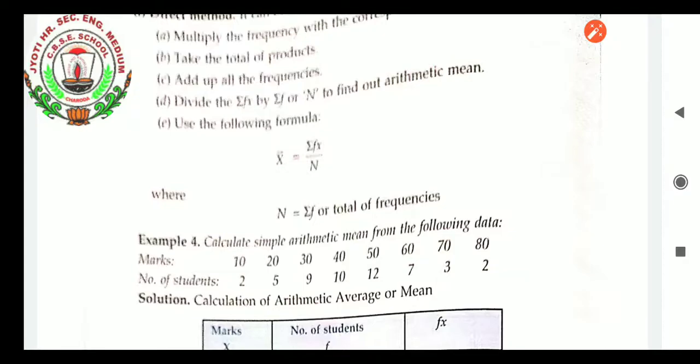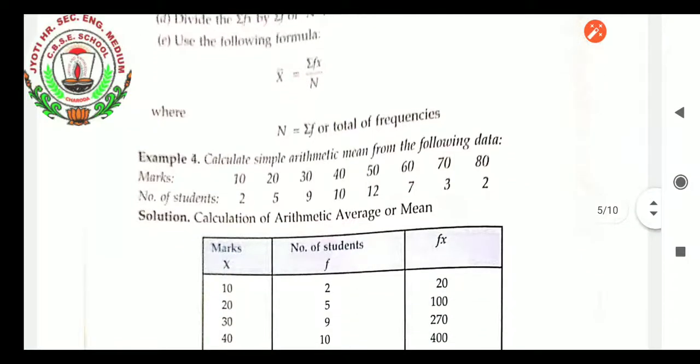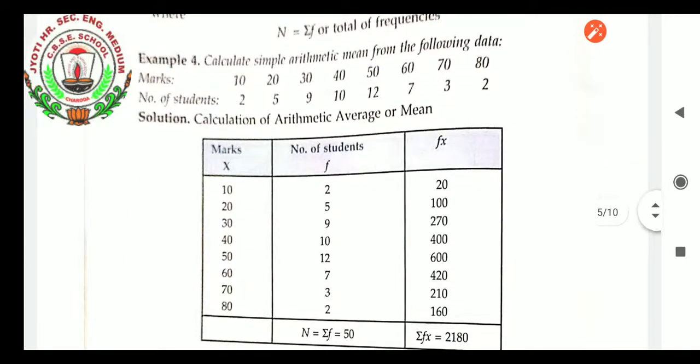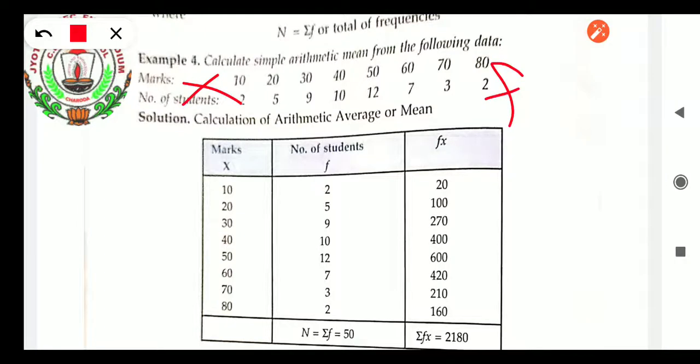Let us have the solution. Discrete series calculation: calculate the simple arithmetic mean from the following data. Marks and number of students are given. Marks is the x and number of students is the f. You have to remember that frequency always shows the numbers. We write x as all the marks 10, 20, 30, 40, and the number of students f. Here we have written 2, whatever the frequencies are, before the marks. It means 2 students scored 10 marks, 5 students scored 20 marks, 9 students scored 30 marks.